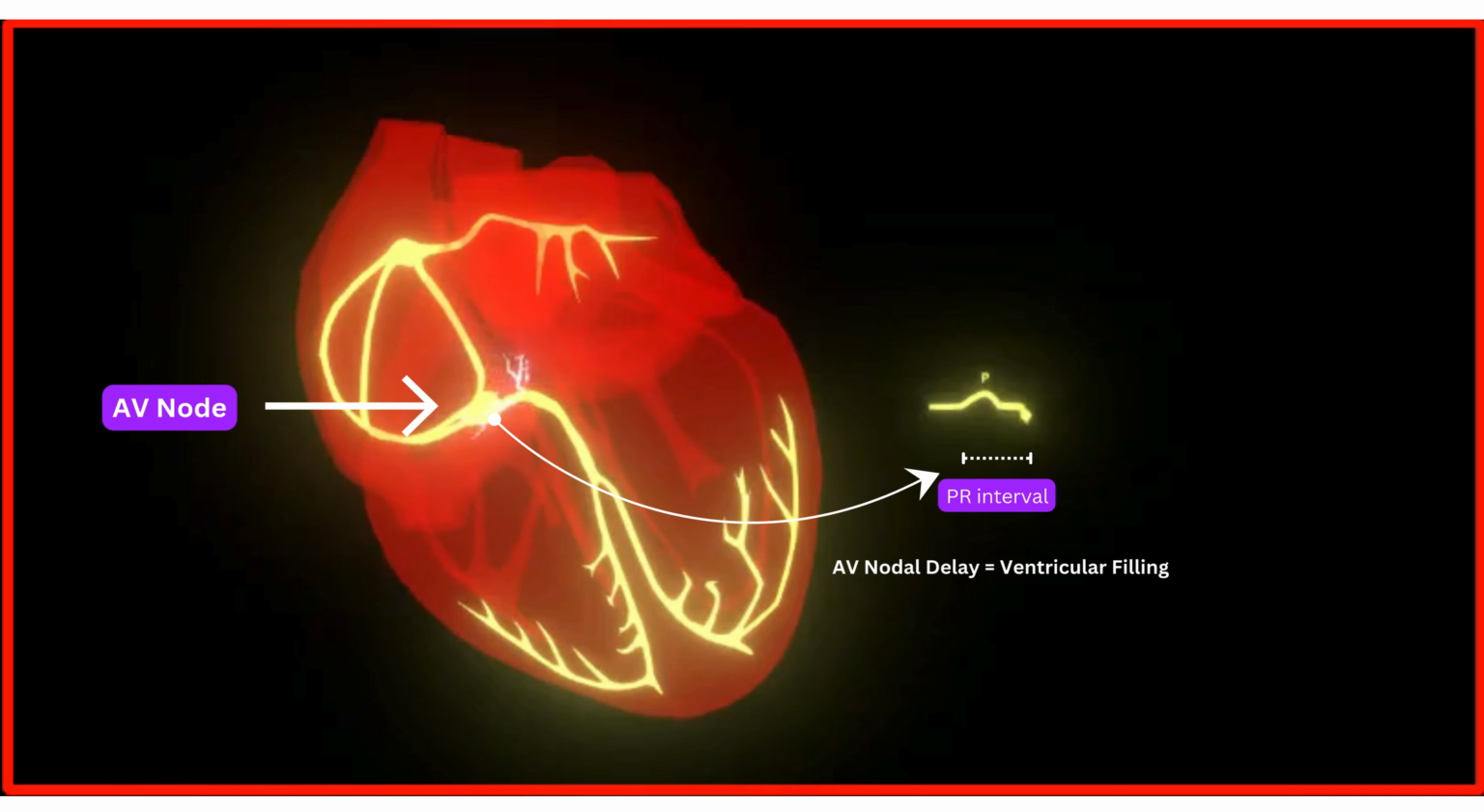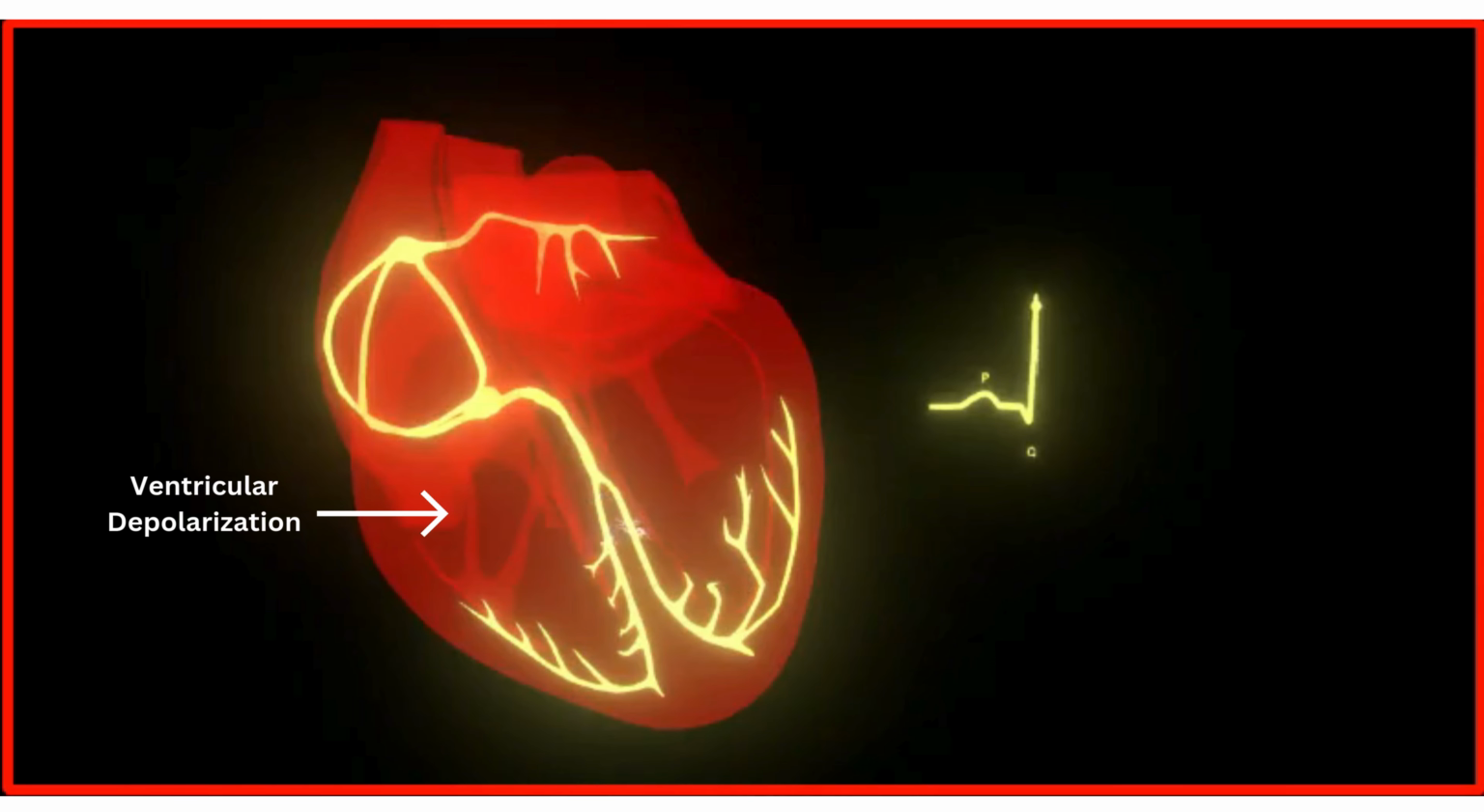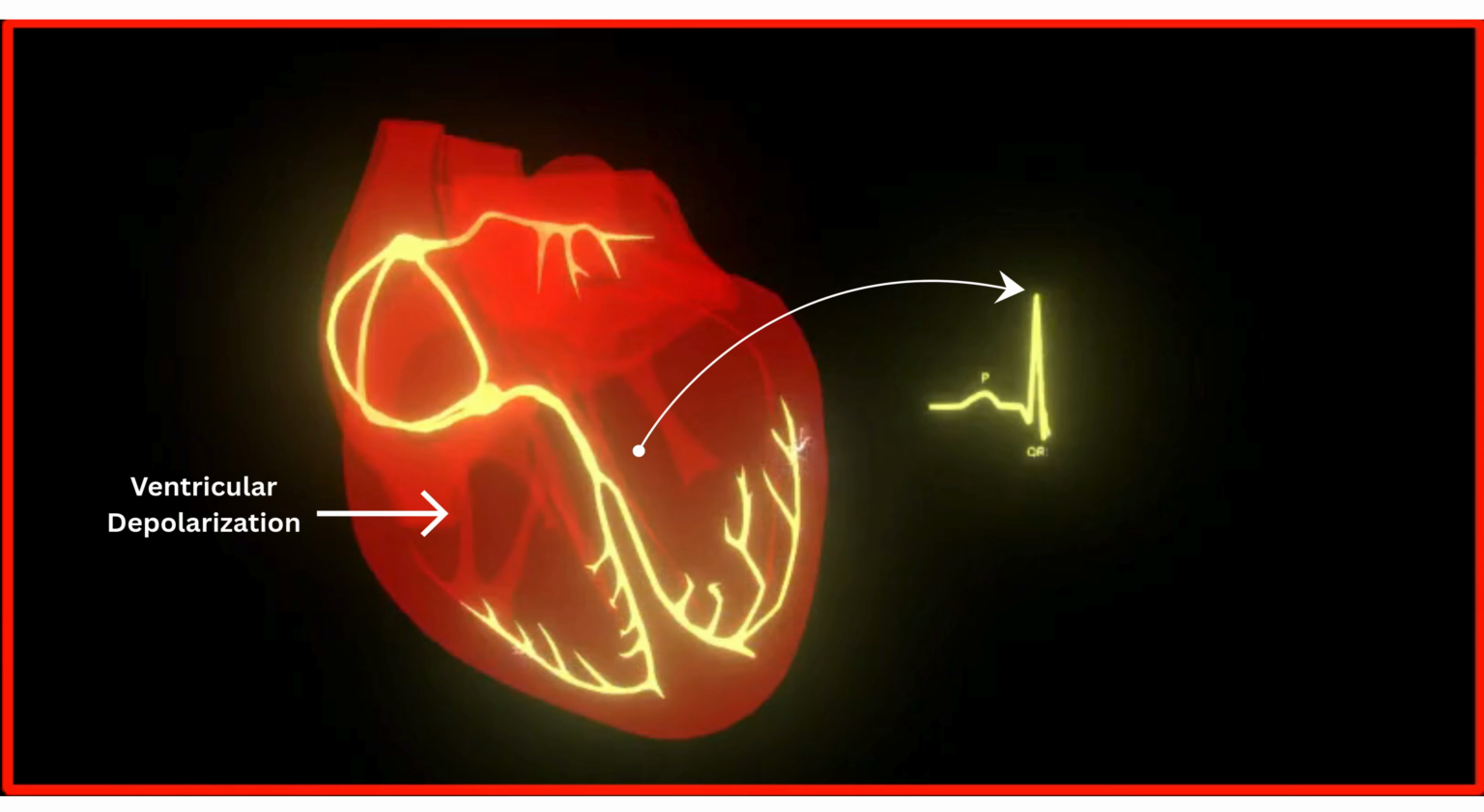Once the impulse leaves the AV node, it travels down the bundle of His, into the right and left bundle branches, and into the Purkinje fibers. This rapid spread of electrical activation causes the ventricles to depolarize. Depolarization of the large, thick-walled ventricles results in a powerful mechanical contraction pumping blood to the lungs and the rest of the body. On the ECG, this event is seen as the QRS complex, a sharp, spiky wave.